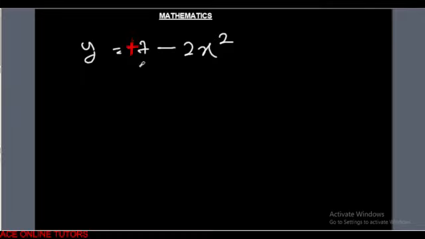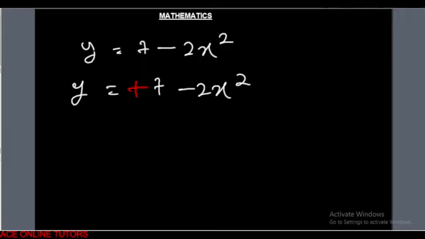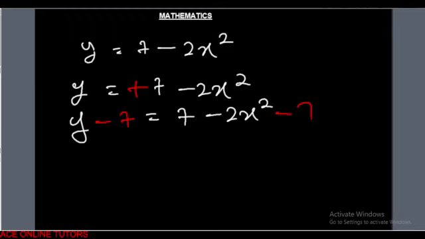So rewriting it, we can rewrite it as y equal to, the 7 is having a plus sign, then minus 2x squared. So since the 7 is having a plus sign, you remove it using minus 7. That means you subtract 7 from both sides. Now if you subtract 7 from both sides, you are going to have y minus 7 equal to 7 minus 2x squared. Then you subtract 7 from this side also, minus 7. This is the 7 that we subtracted from the left hand side. This is the 7 that we are subtracting from the right hand side.